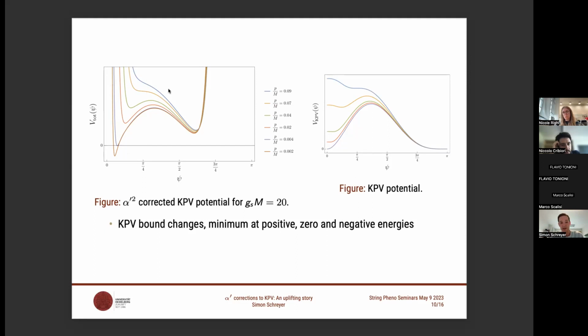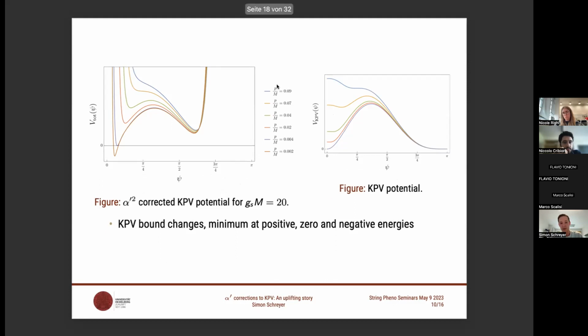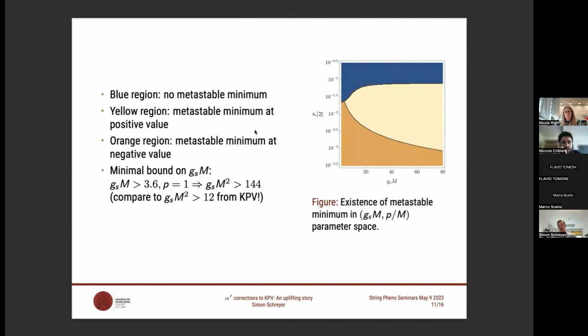And we see already these divergences here in the potential, and I will discuss these in a second. But so far, this potential is only for a fixed value of GSM. So it would be interesting to see what happens if we scan the whole region of parameter space, look at all kinds of values of GSM and P over M, and see whether we find a metastable minimum suitable for uplifting. In the blue region here, we do not find this metastable minimum. In the yellow region, the minimum occurs at positive values, and in the orange region at negative values. So on this black line here, the minimum occurs precisely at 0 energies.